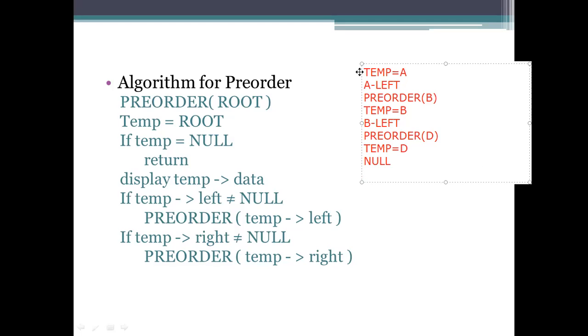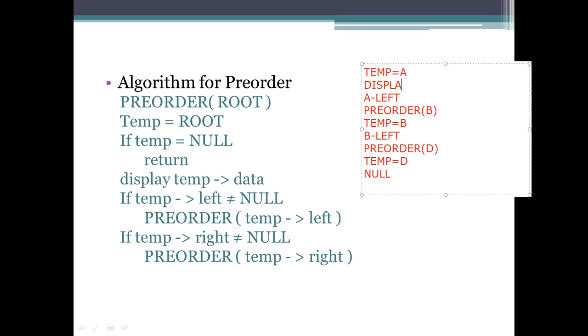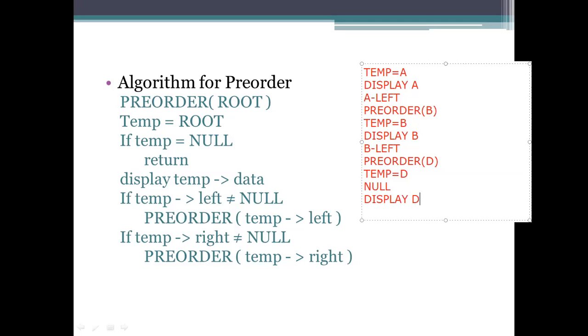before getting into this left, we need to display A here. Before getting into this one, display B. So display B here before getting into this null, display. It is null now. So what happens here? Null, and then display the data, that is D.